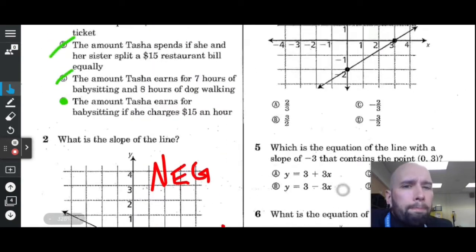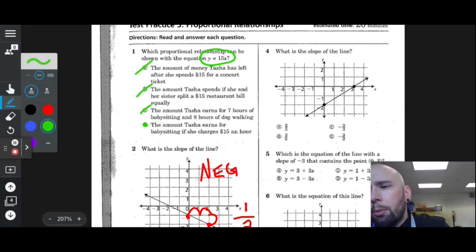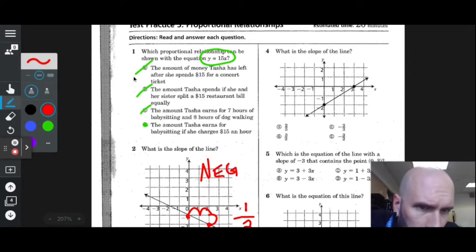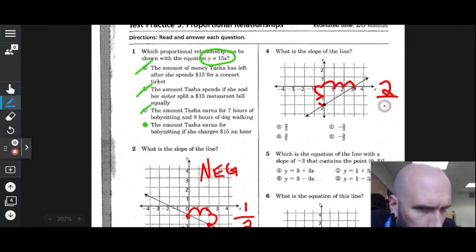All right. What is the slope of that line? Well, it's positive. Every grid goes by 1, so I go up 1, 2, so it's positive 2 over 1, 2, 3, so it's 2 over 3, which is A.